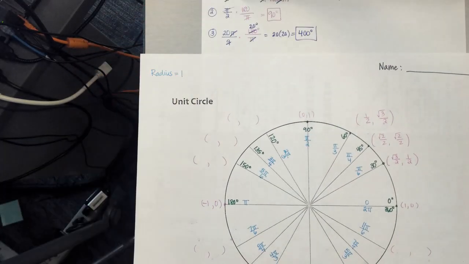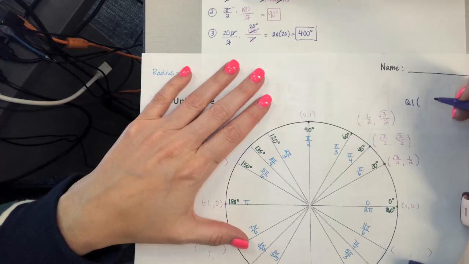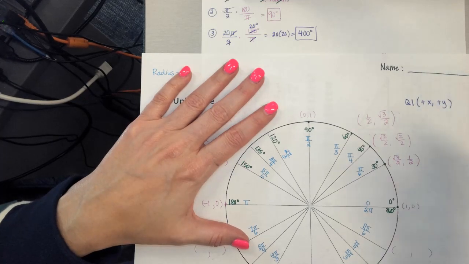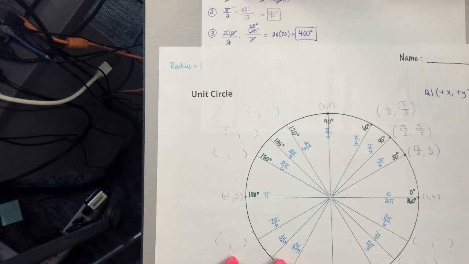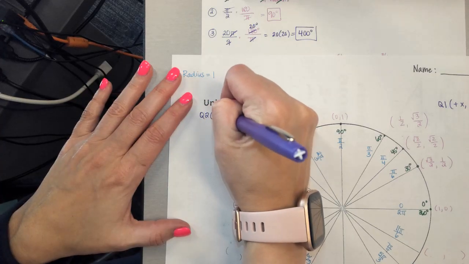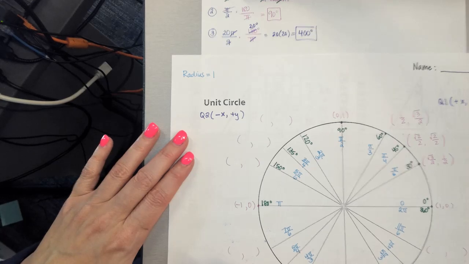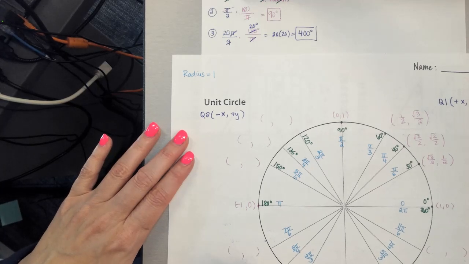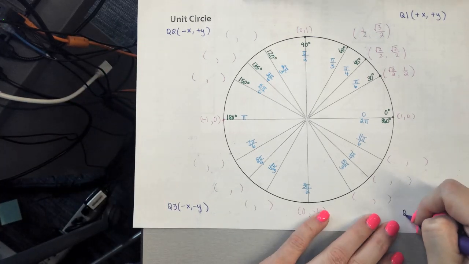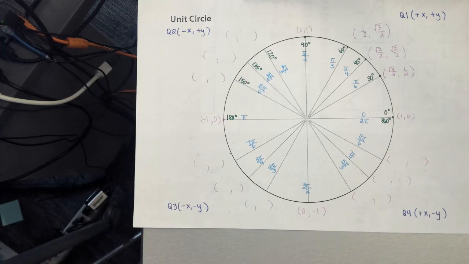Okay, so remember that in quadrant 1, you're always going to have a positive x value and a positive y. In quadrant 2, you're going to have a negative x and a positive y. Quadrant 3 is where they're both negative. And quadrant 4, you're on the positive x-axis, negative y-axis.